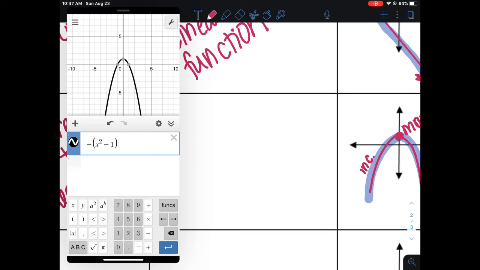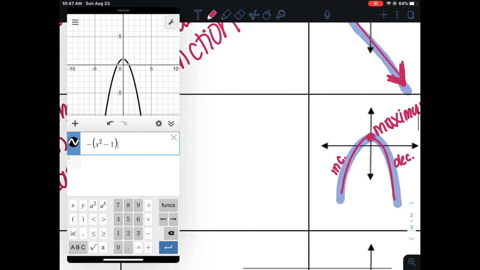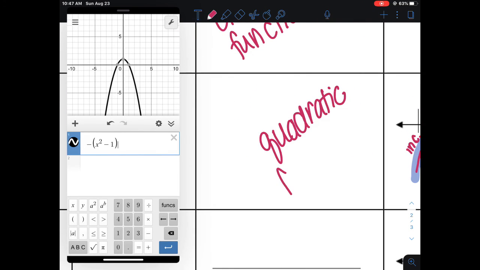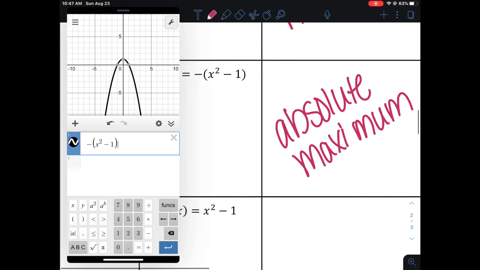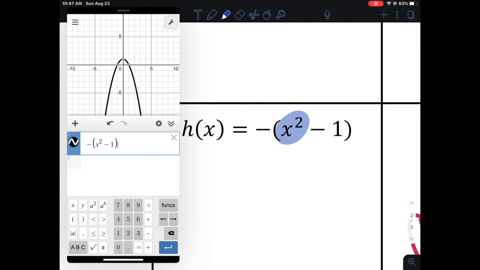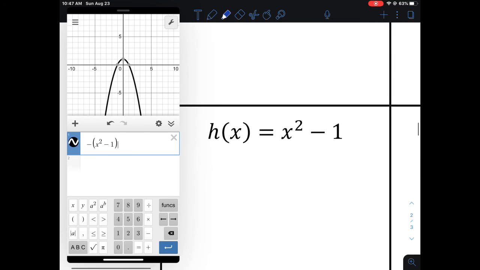And then what kind of function is this? I already said it was a quadratic because of that U-shape. You can also tell, let me write in function, quadratic function. You can also tell that it's quadratic because of this x squared. Anytime you have an x squared, it's quadratic. That's the dead giveaway in this one.